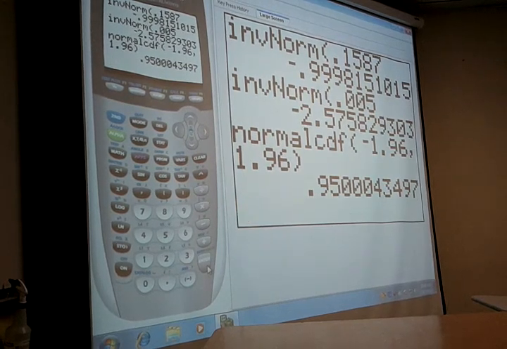So that's a decent thing to know to be able to check yourself on the test. It'll be more precise there, so you've got to be careful. It might not be exactly the same as what you get using the chart, but it's a nice way to double check yourself. And that's all I got.